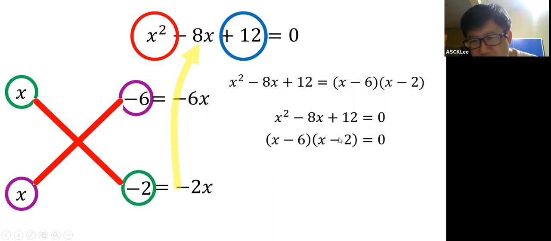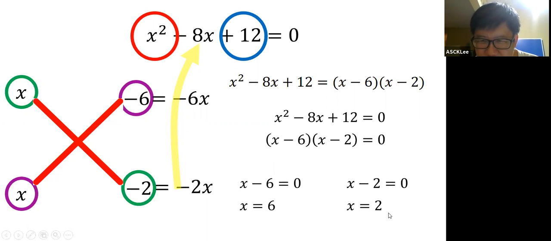Apply the zero product property. Zero product property, all right? So important. Apply it here. X minus 6 equals 0, so x equals 6. X minus 2 equals 0, therefore x equals 2. And 6 and 2 are your solutions. X minus 6 and x minus 2 are your factors.